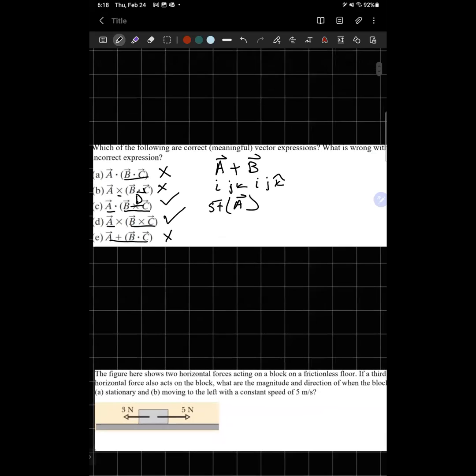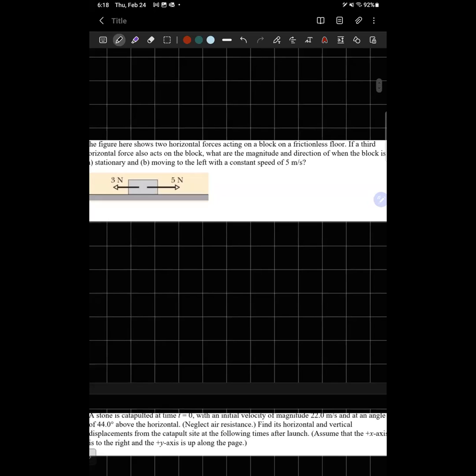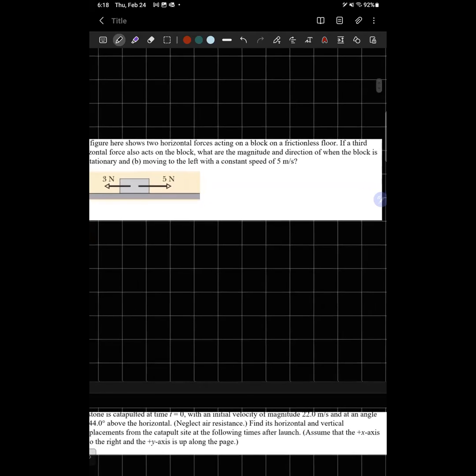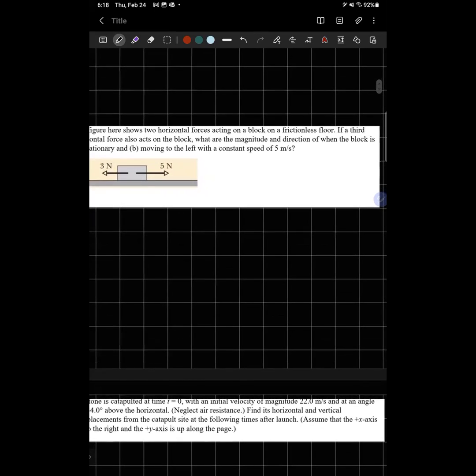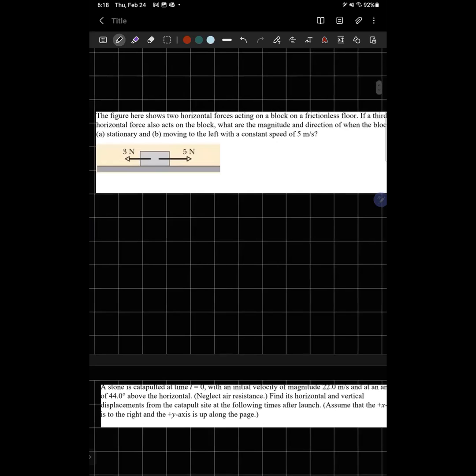So those are those. And then this last one is just kind of testing your understanding of net force. So it says the figure here shows two horizontal forces acting on a block on a frictionless floor. If a third horizontal force acts on a block, what is the magnitude and direction of it when the block is stationary and moving to the left with constant speed of 5 meters per second?